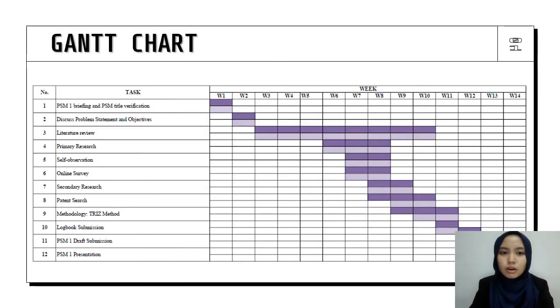This is the Gantt chart of my PSM1. First is the PSM1 briefing and PSM title verification, and it ended with the PSM1 presentation.